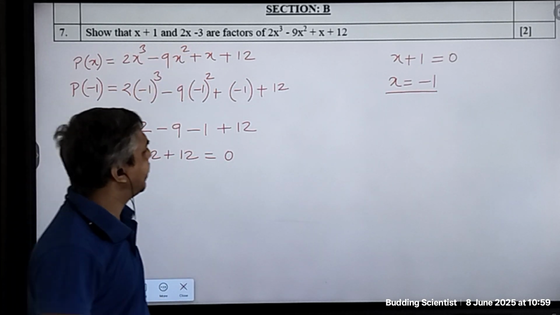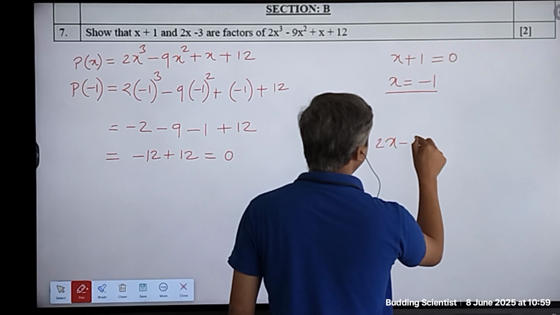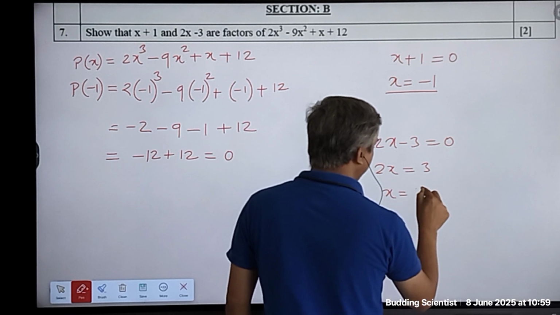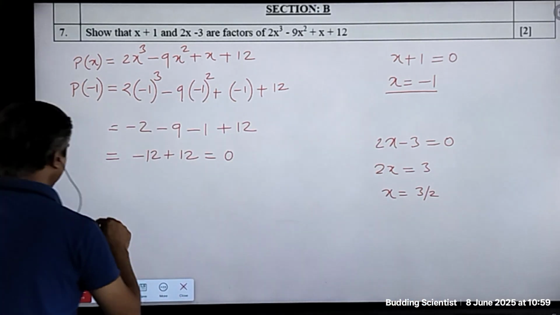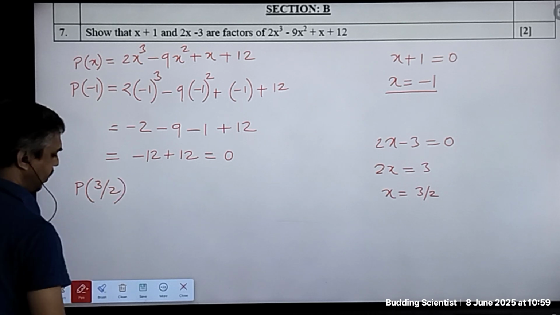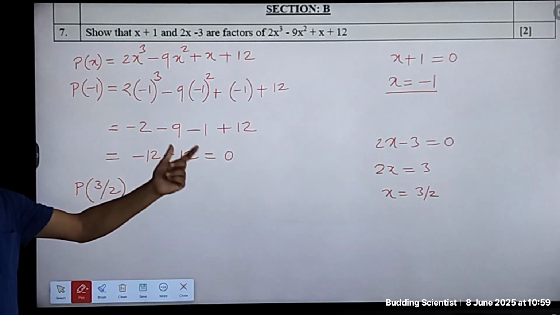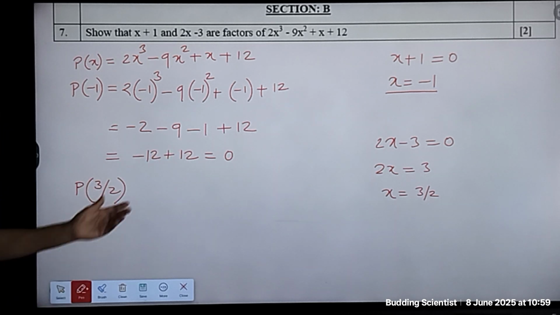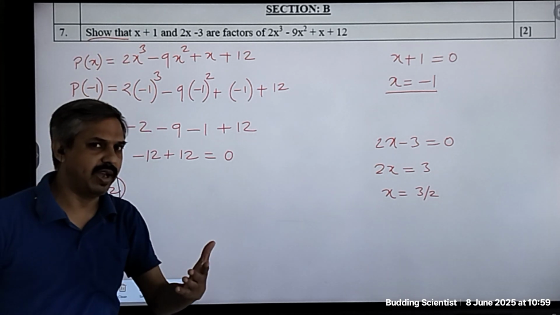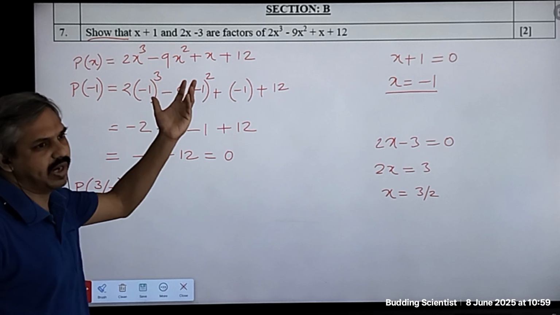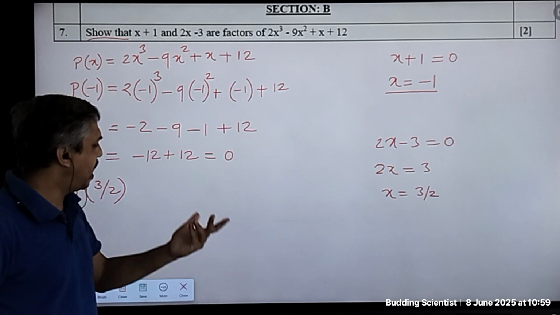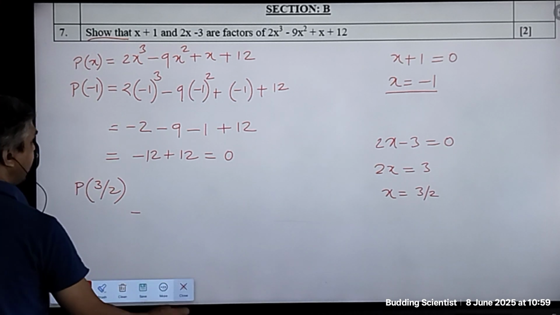Now we can check for 2x minus 3. I'll tell you how to do that. 2x minus 3 is equal to 0. So 2x is equal to 3 and x is equal to 3 by 2. You substitute this value here and you find out the value of p of 3 by 2. For every x, put 3 by 2, and you will get the answer. Answer should be 0 if 2x minus 3 is a factor. It is saying show that. It is not asking us to verify. It is not asking us to check. It is saying show that. So the problem indicates that these two are definitely factors. We just have to prove it. So the answer should be 0 in this case. Let's solve the next problem.